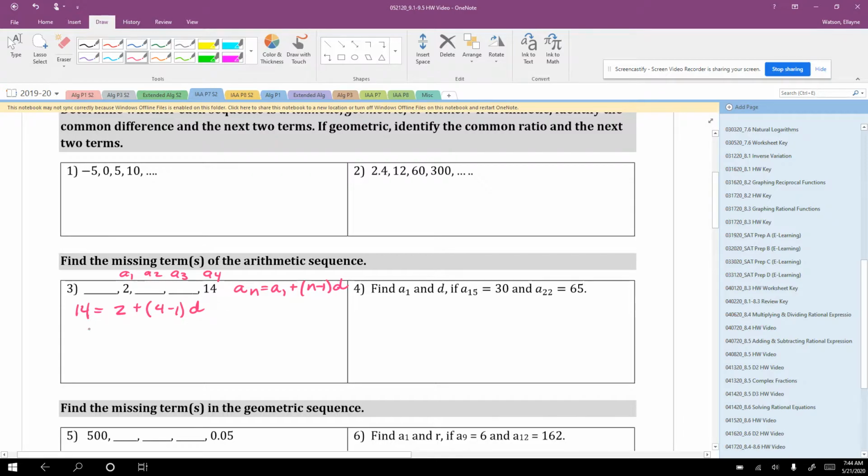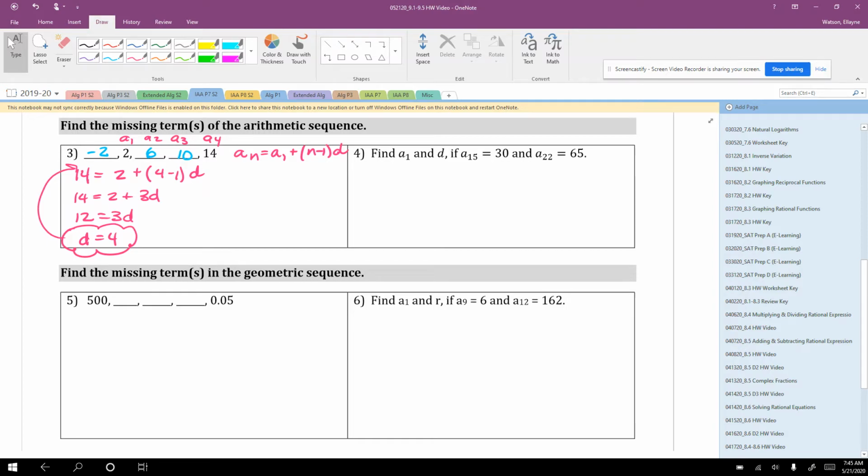All right, so work this out, and you're going to get 2 plus 3D. So 12 is equal to 3D. So D is equal to 4. If D is equal to 4, now you can go back and fill in those blanks. D is positive 4, so 2 plus 4 is 6. 6 plus 4 is 10. 10 plus 4 is 14. It works. And then go the other way. 2 minus 4 is negative 2. Okay? All right.